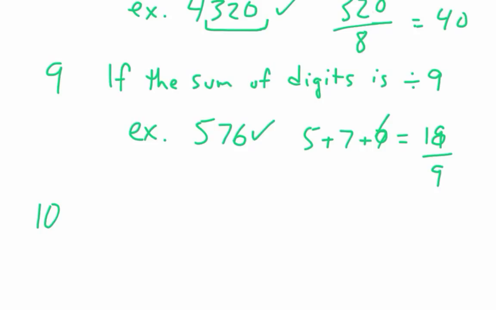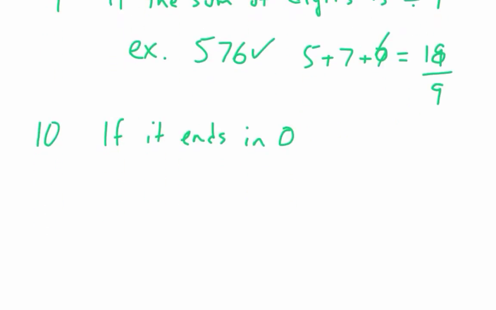The last one then, 10. Something's divisible by 10 if it ends in a 0. So 10, 20, 30, 40, 5 million, anything that ends in a 0. And figure do one example, maybe two.